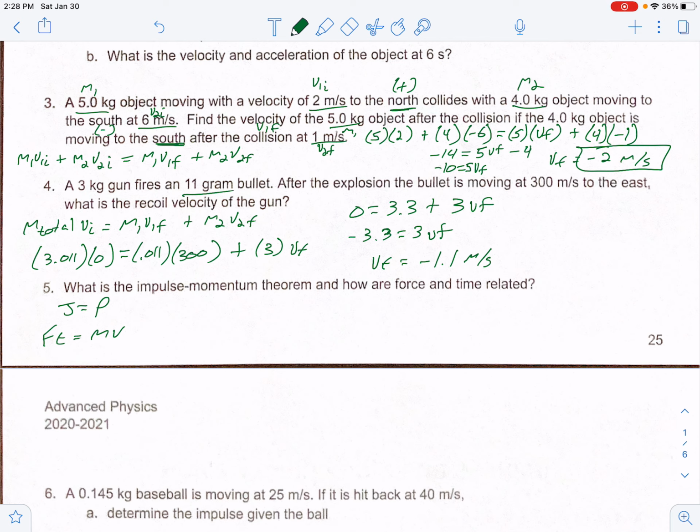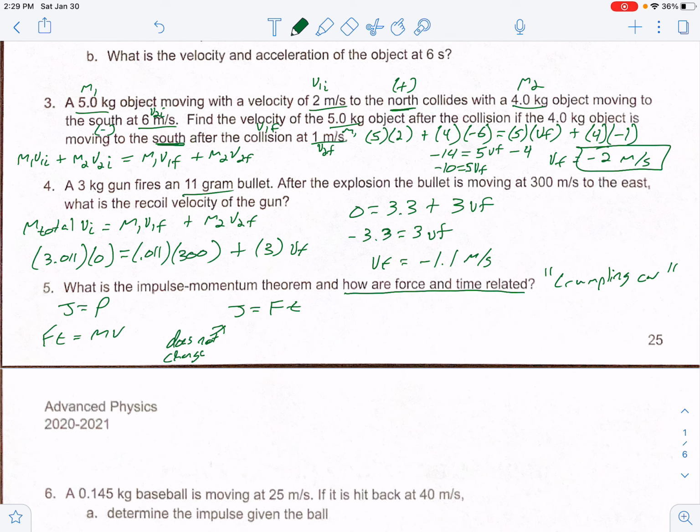Now this question right here is probably the number one thing we get students confused on, is how are force and time related? Okay, so we have J equals force times time. Okay, when we stop something, impulse is always going to be the same. So impulse does not change because we're still stopping something. So this is why cars are designed to crumple. So crumpling car.